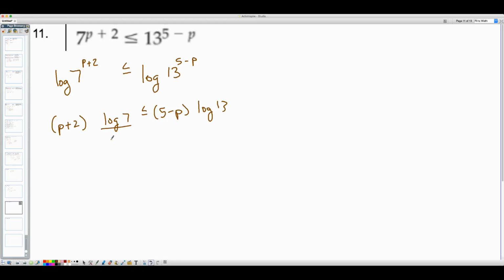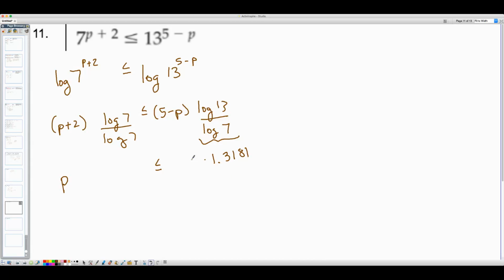If I divide both sides by log of 7, and I subtract 2 from both sides of this equation, let's find a number for this. Log of 13, make sure you put the parentheses in, divided by log of 7. That gives me the number 1.3181 rounded to 4 decimals.